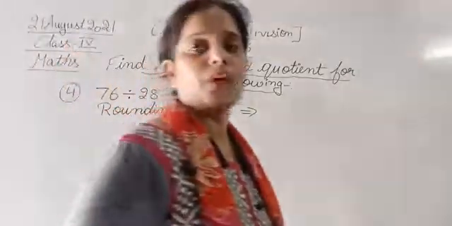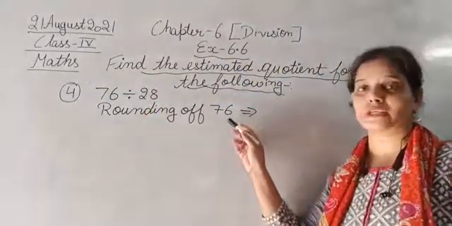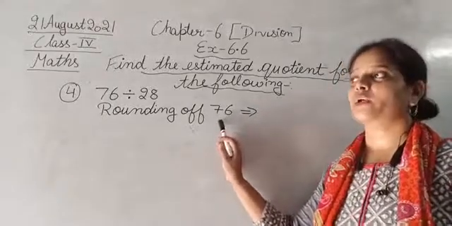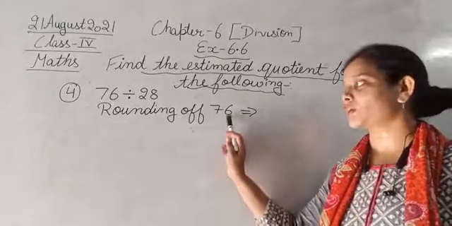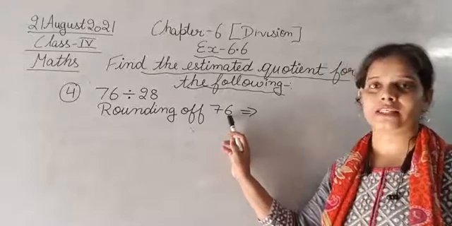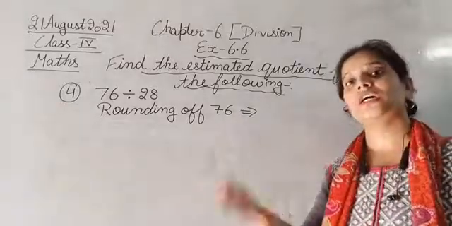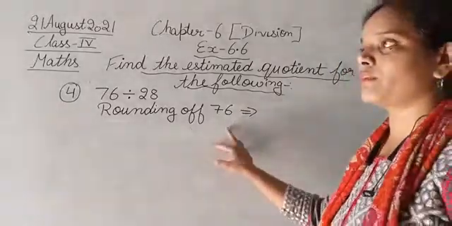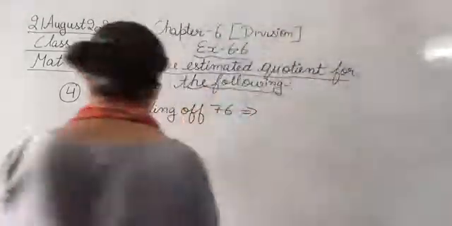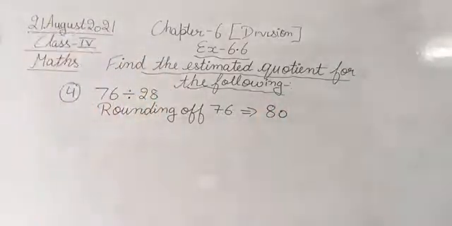So we will round it off to the highest place value. This is a 2-digit number, so here the highest place value is tens. So we need to round it off to the nearest tens. We are going to observe the digit that is at ones place. At ones place we have 6, which is greater than 5. So that means we are going to round it off to the next tens. When we round off 76 to the next tens, it will become 80.